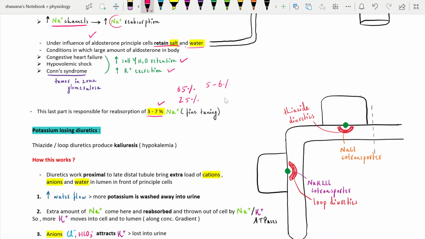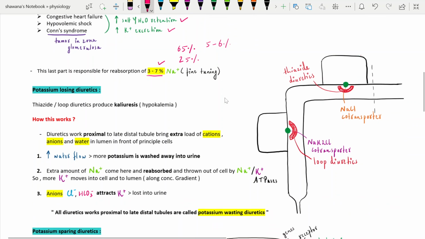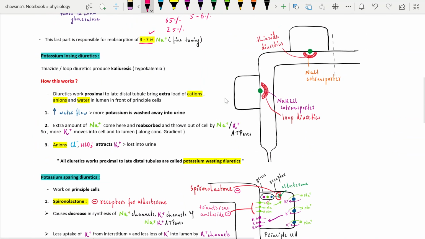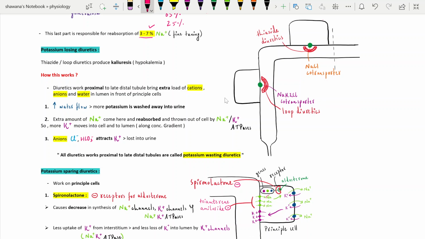So this part is dealing with that 3 to 7% of sodium, which means that fine tuning of sodium under the influence of aldosterone will be occurring in the late distal tubule and the cortical collecting tubule. There are two types of diuretics. Diuretics means those drugs that produce or promote the diuresis process. Okay, there are two types. First is the potassium losing diuretics, and the second is the potassium sparing diuretics.